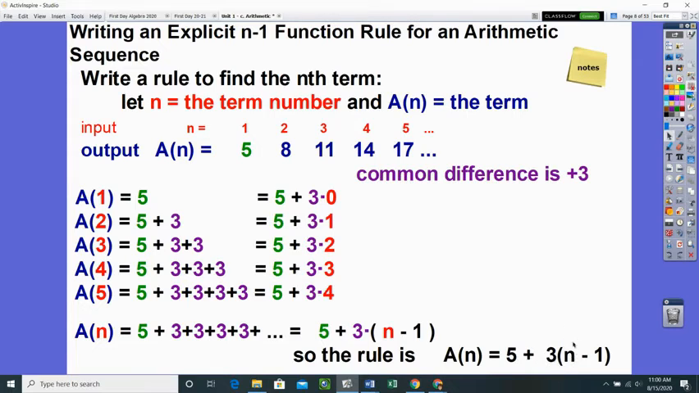You need to multiply before you add. 3 times 4 is 12. Add 5 is 17. And sure enough, it gives us the fifth term. So this is the n-1 rule for the sequence that will give us the value of any term.